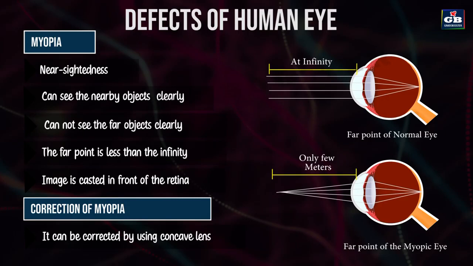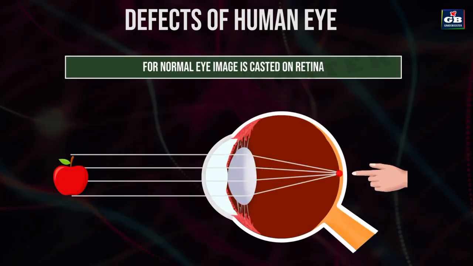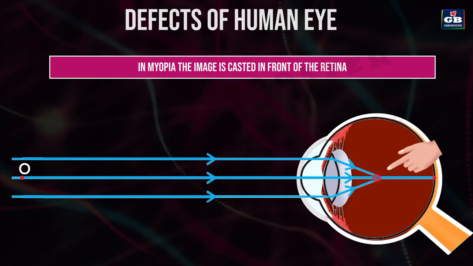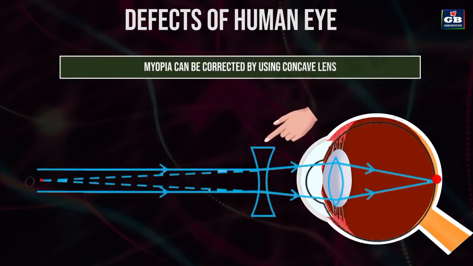We know that when the image of an object is cast on the retina, then we will be able to see it clearly. But in myopia, the image is cast in front of the retina, not on the retina. So this leads to blurry vision. Then how can we correct it? How can we make the images fall on the retina? This can be done by using a concave lens. A concave lens makes the image fall on the retina. By that, the myopic person can see the far objects clearly.